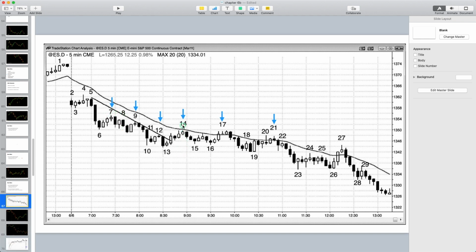But then he also marks bar 14. It's at the moving average. It's a small bar, so a sign of balance in a bearish context. He marks bar 17, a small bar, a moving average gap bar, 2 legs up in a bearish context. And then bar 21, again, it's important that these are happening after bull bars.